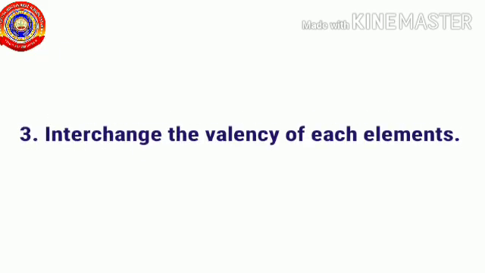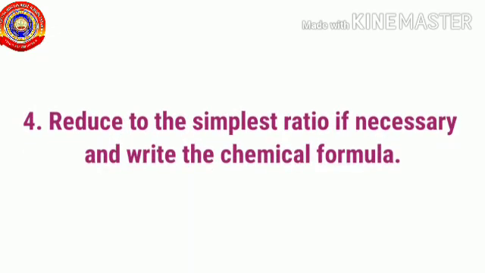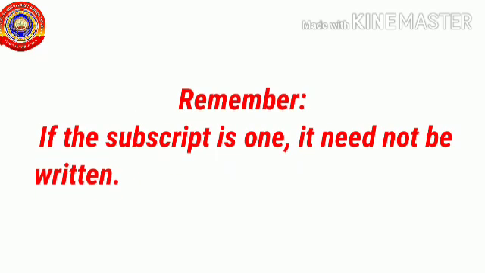Next, we have to interchange the valencies of both elements. And fourth one, reduce to the simplest ratio if necessary and write the chemical formula. If the subscript is 1, it need not be written. Then we can write the chemical formula of a compound.